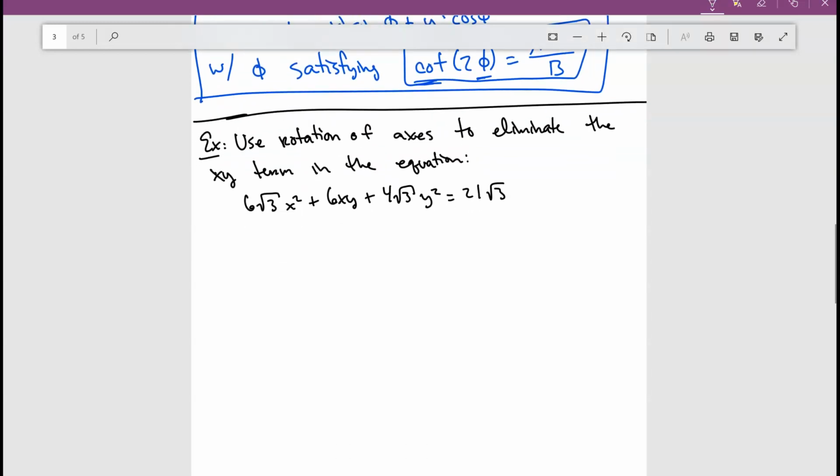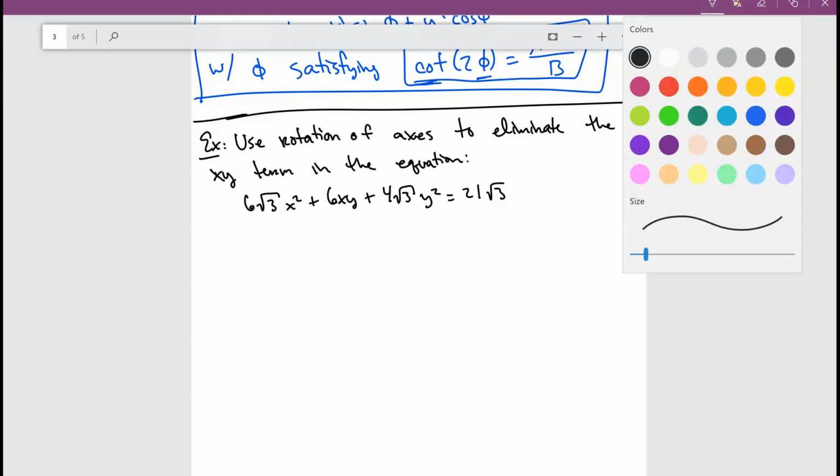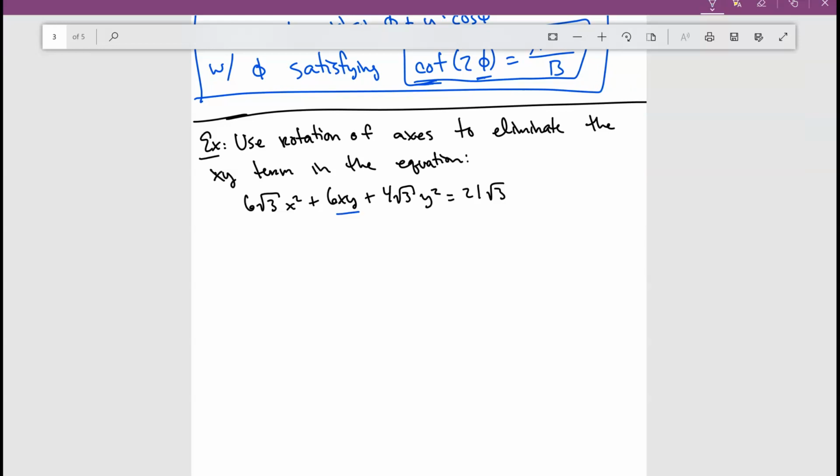We're going to use rotation of axes to eliminate the xy term in the equation, because this xy term right here is the thing that's giving us grief. That lets us know that this is going to be a rotation of axes. And we know that the general form is ax squared plus bxy plus cy squared plus dx plus ey plus f equals 0. So this is the general form, and the whole goal is to get rid of this bxy.